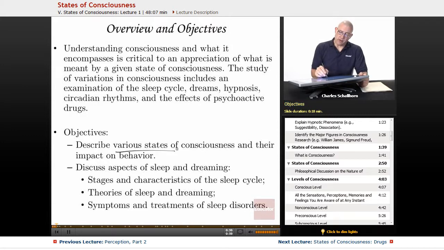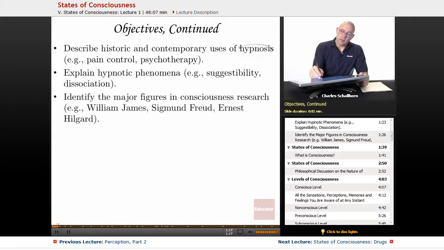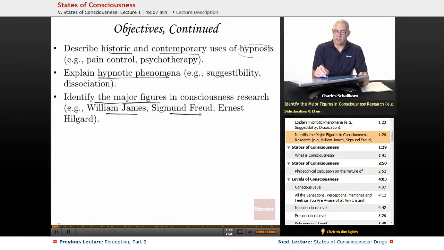Objectives. Describe the various states of consciousness and their impact on behavior. Discuss aspects of sleep and dreaming, stages and characteristics of the sleep cycle, theories of sleep and dreaming, symptoms and treatments of sleep disorders. Looking at hypnosis and the historic and contemporary uses of it. Explain the hypnotic phenomenon. And then major figures in consciousness, and that's going to include William James, Sigmund Freud, and Ernest Hilgard. So that's the AP overview of this unit. Probably one of the shortest ones we'll encounter.